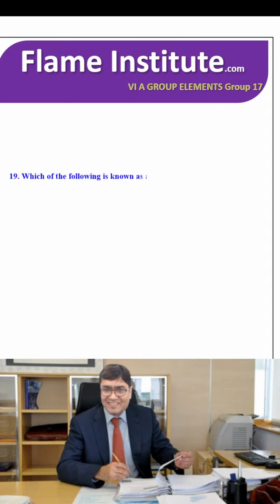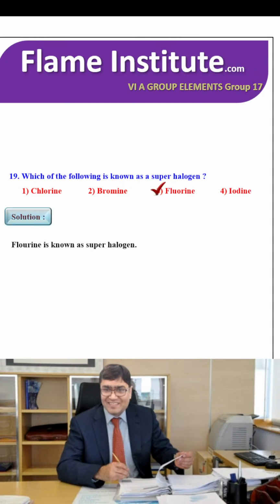Which of the following is known as a superhalogen? Chlorine, bromine, iodine or fluorine? The right option is fluorine, which is known as the superhalogen. So the third option is the right option.